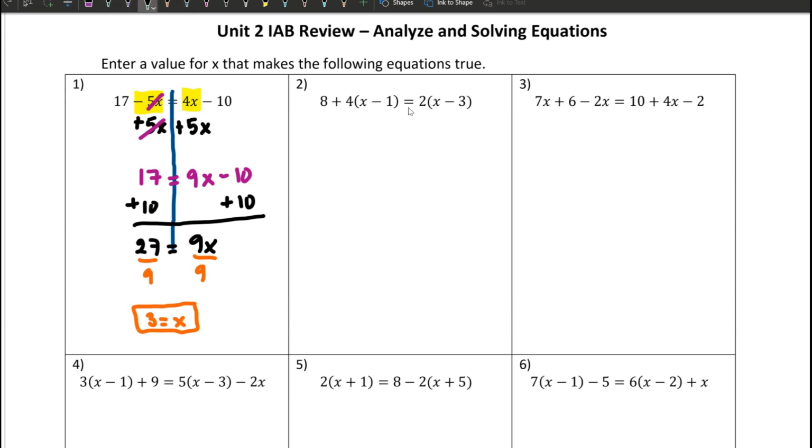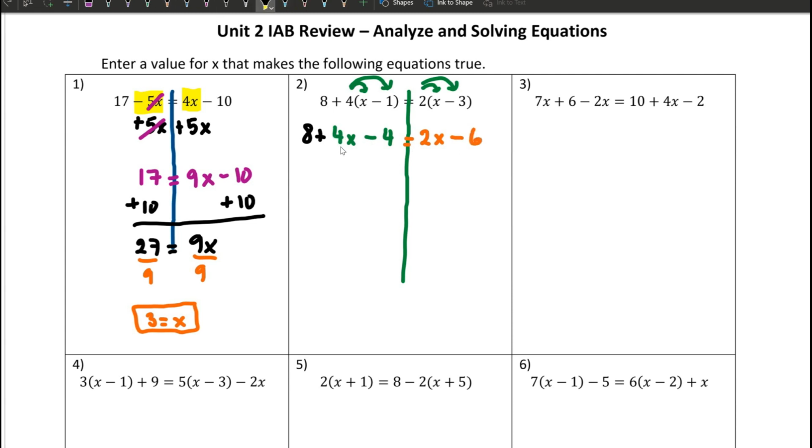Number 2, we have parentheses, which means you have to use the distributive property. So we're going to distribute 4 into the parentheses and distribute 2 into the parentheses. We bring down 8 plus 4 times x, which is 4x. 4 times negative 1 is negative 4. This is the common mistake here: students may forget to multiply 4 by the 1 to get negative 4. Now distribute 2 into the parentheses. 2 times x is 2x. 2 times 3 is 6.